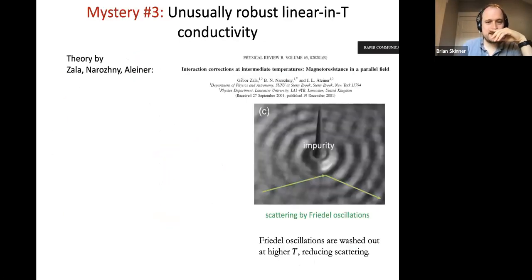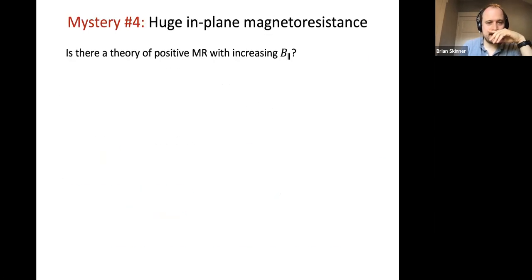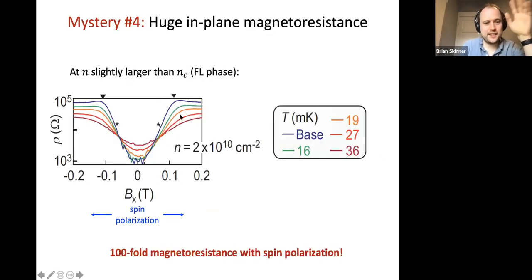So what I was showing here is a regime where even out here, you have an ohmic IV curve and you have a non-exponential temperature dependence.